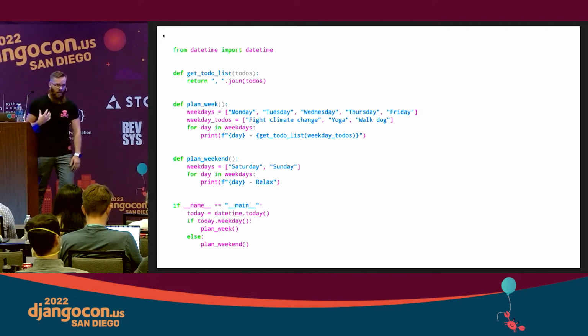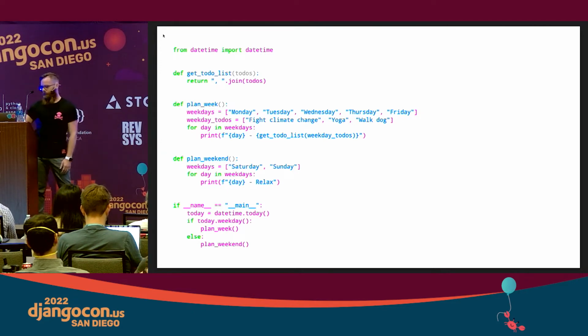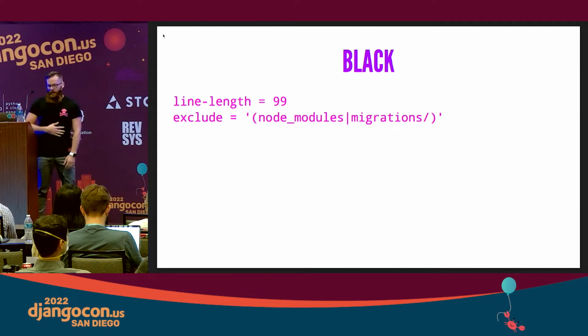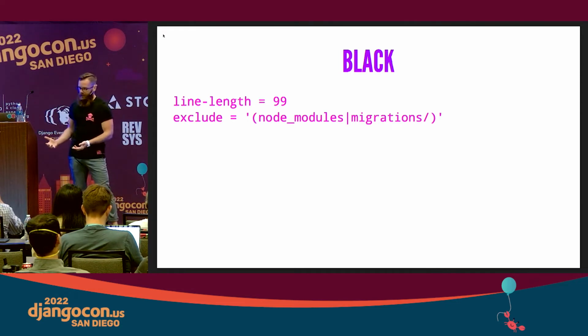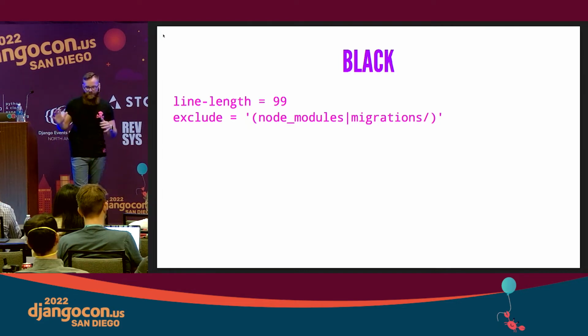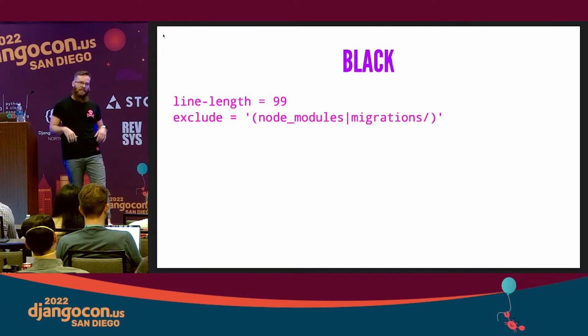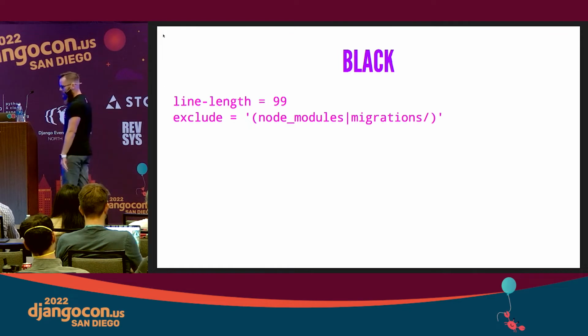I can write code kind of the way I want to do it, the way my fingers work. I throw it into Black. Black reformats it. So how do we use Black? A couple of different options. Black is really well known for not having a lot of configuration options, but over time it has gotten a few more. This one really still kind of bothers me, limiting the line length to 99. I'm very much an old Unix guy, and I want 79 characters, but I'm working through it.